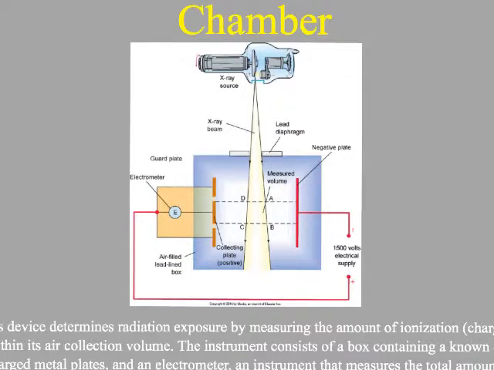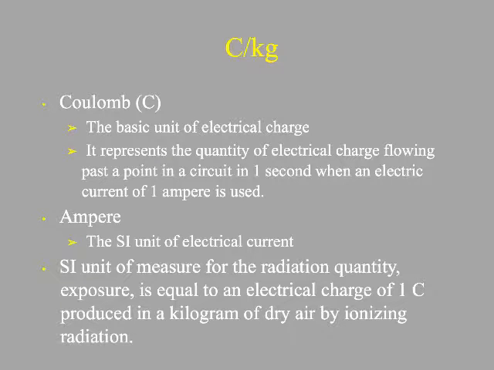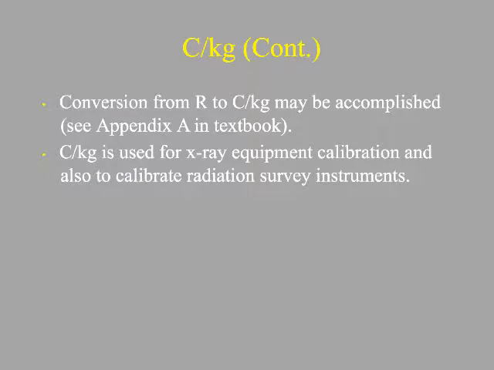Here again is that unit. And the Coulomb is the basic unit of electrical charge. And the SI unit is, it equals 1 Coulomb is 1 electrical charge produced in a kilogram of dry air by ionizing radiation. We'll talk about conversion here in a little bit.